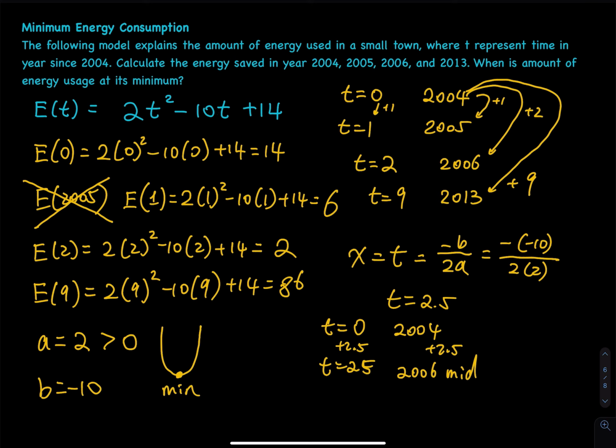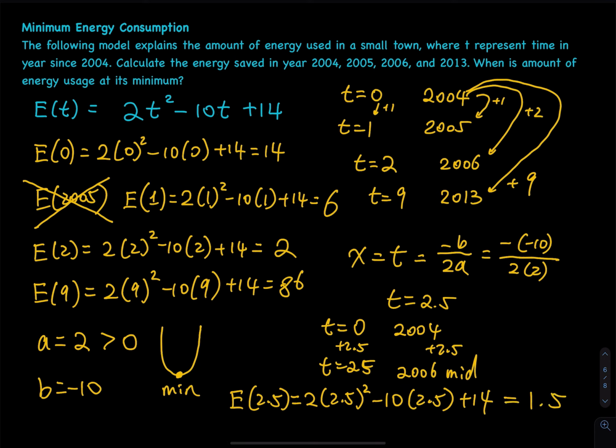To find the energy consumption, we plug 2.5 into the quadratic model. So E of 2.5 equals 2 times 2.5 squared minus 10 times 2.5 plus 14. That equals 1.5. This is the minimum energy, and this took place in mid 2006.